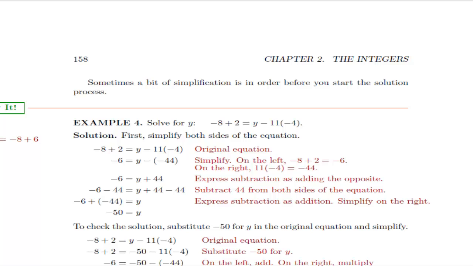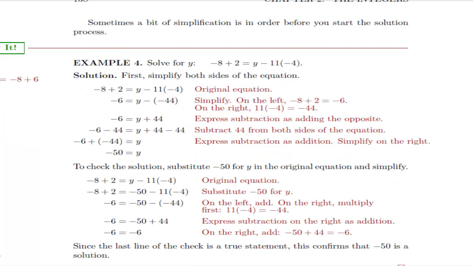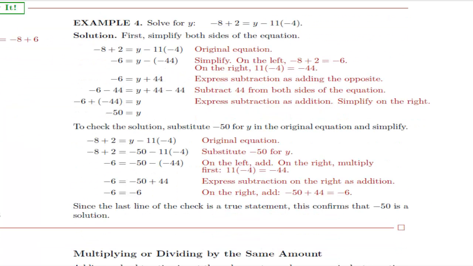Sometimes a bit of simplification is in order before you start the solution process. Example 4. Solve for y. Negative 8 plus 2 equals y minus a negative 11 times a negative 4. Solution. First, simplify both sides of the equation. So on the left side, negative 8 plus 2 equals negative 6.